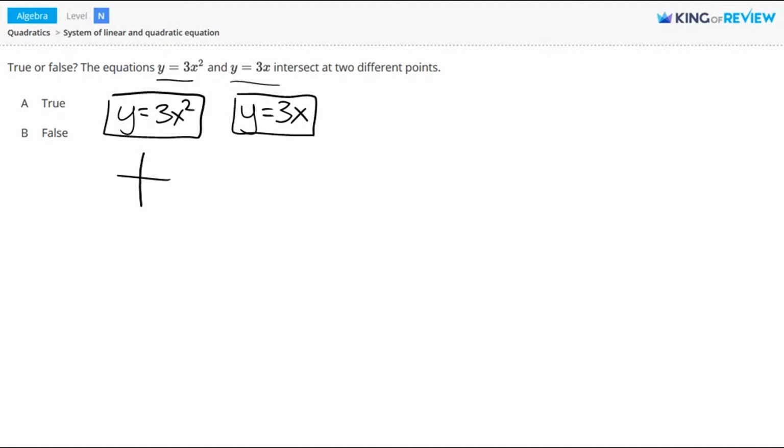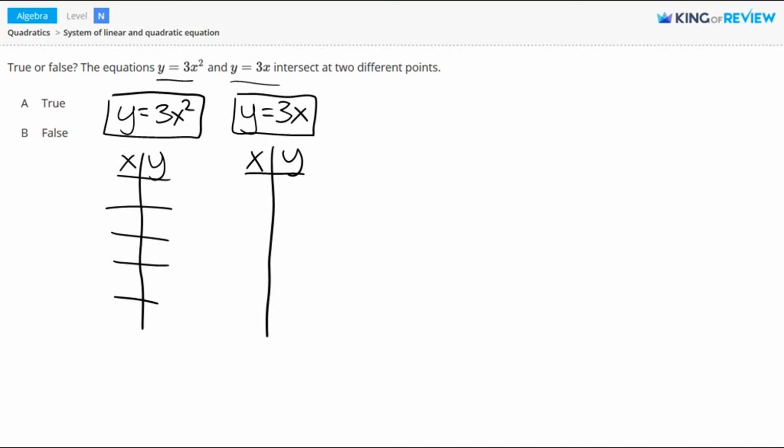We'll make a table of values. You could also use a graphing calculator to graph these. So I'll use the x values of 0, 1, 2, -1, and -2. I'm going to plug in each of these x values into the equation y equals 3x squared. I'll plug them in here and solve for the y coordinate.